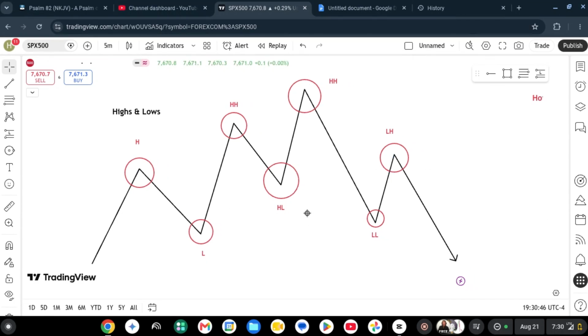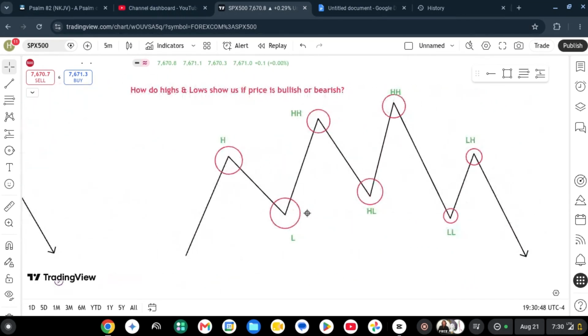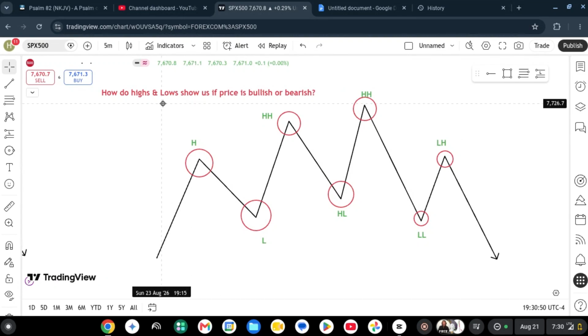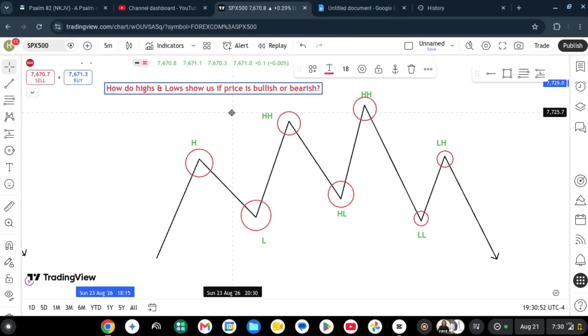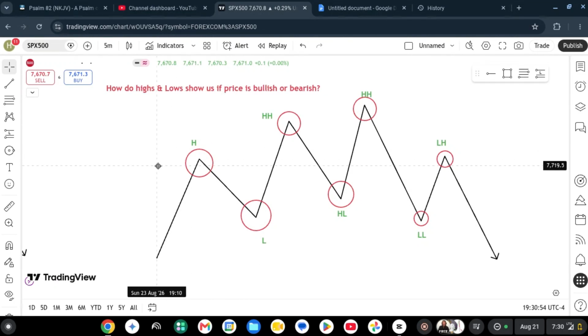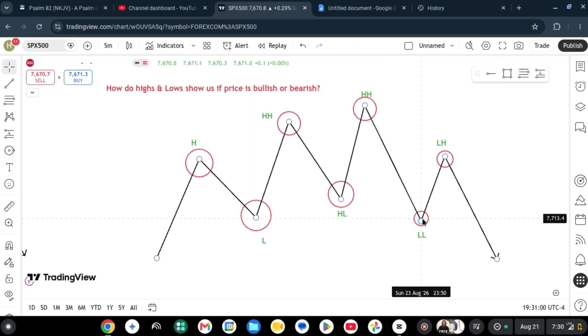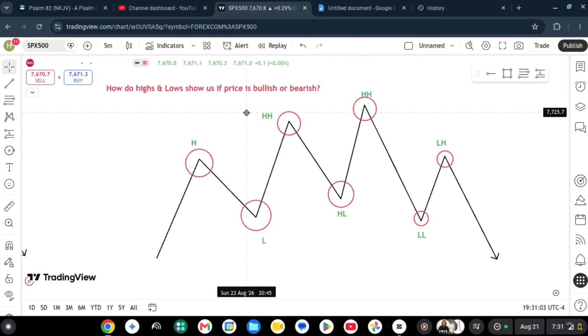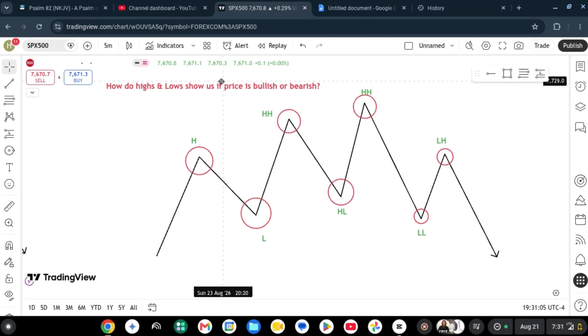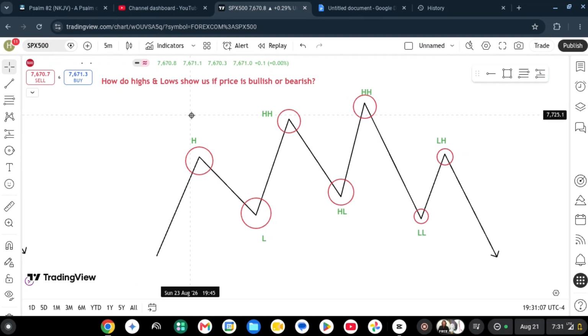Hope this makes sense. The next thing you need to understand is how do highs and lows show us if price is bullish or bearish. So as you see here, same thing marked out as the other chart. We have a high, we have a low, higher low, higher high, lower high. But how do we know when price is bullish or bearish? Bullish just means going up, bearish means going down.